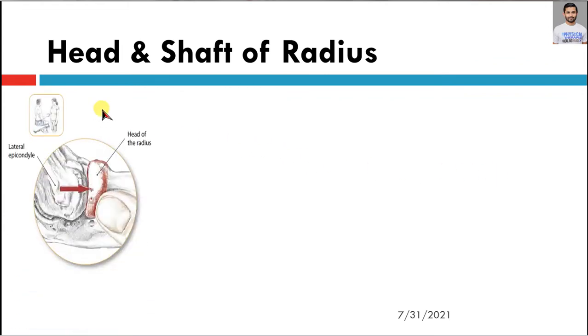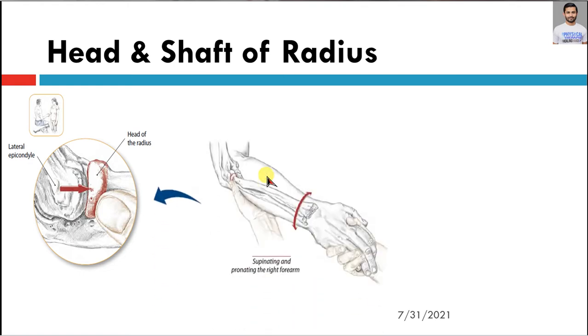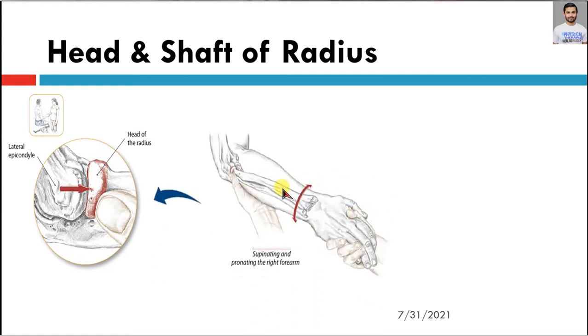Now the head of the radius and the shaft of the radius. The head of the radius is very proximal, and it is the starting point of the radius, and the ideal thing to do while trying to palpate the head of the radius is supination and pronation. So you ask your partner to supinate and pronate the hand, and then you can easily feel the rotating head.